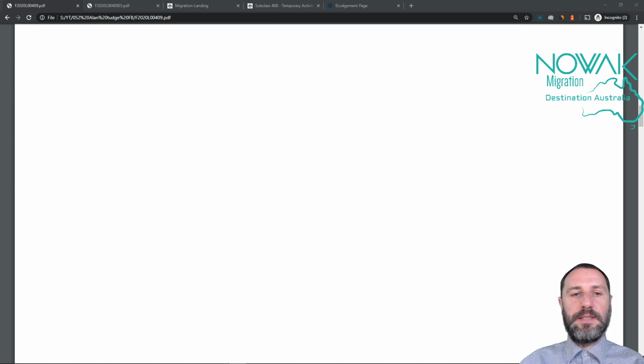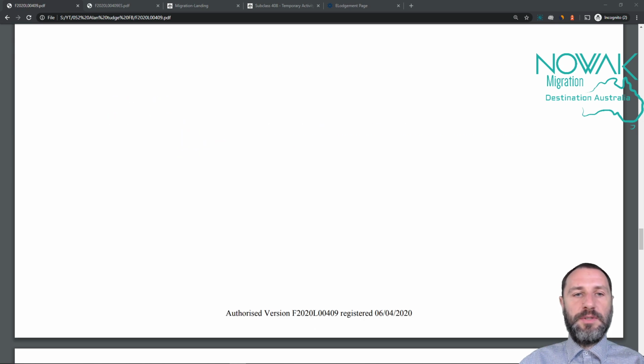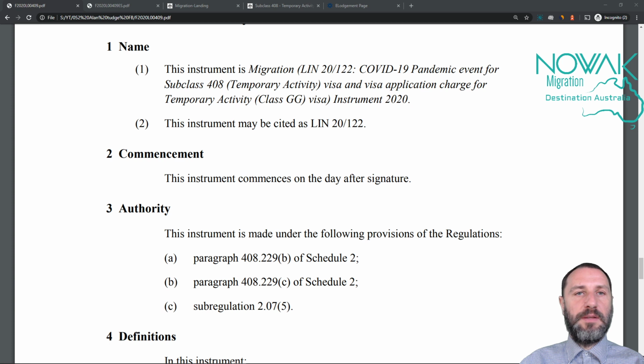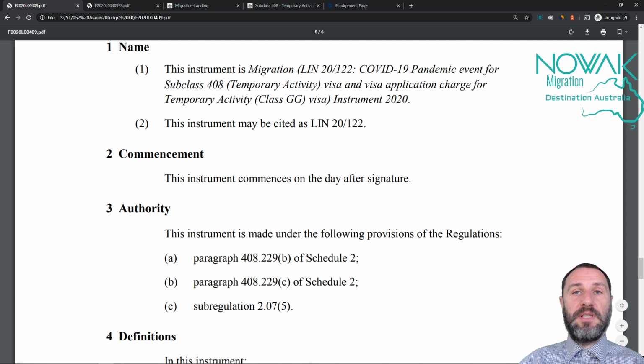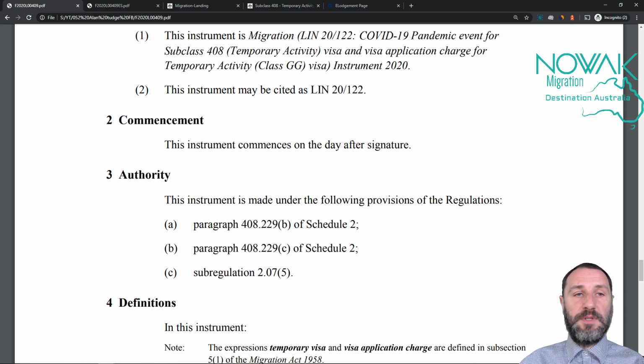What does it say over here? So essentially 408 visa, it's nothing new. This visa has been available for quite a long time. There are a few different streams, and the government might from time to time introduce some sort of event upon which the visa could be granted. So government decided to make the COVID-19 an event, and because of that, people can apply for the visa.